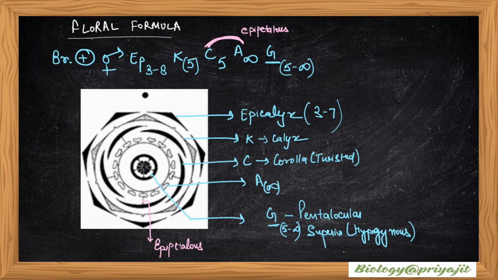Floral formula, bracted flower, actinomorphic, bisexual, epicalyx number 3 to 8, number of sepals that is 5, and they are fused in condition. It is called as gamosepalous. There are 5 corolla, 5 petals are present. They are twisted, estivation is found in them, and the androecium and corolla are fused with each other, and the condition is called as epipetalous. Pentalocular gynoecium is found. The ovary is superior and the flower condition is hypogynous.